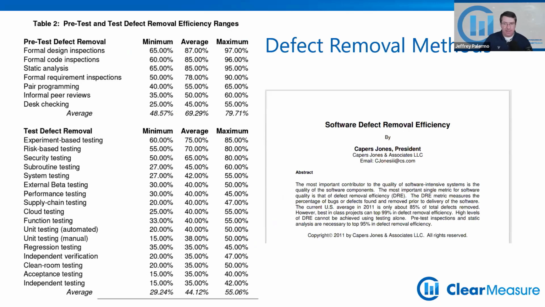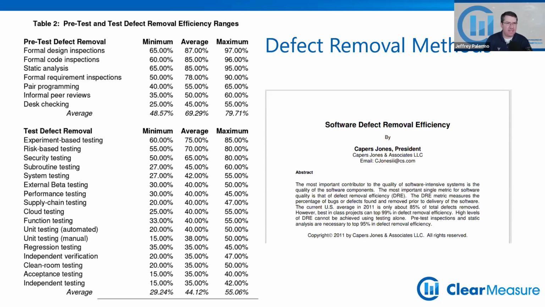Okay. This is a bit dense, but Capers Jones has an immense amount of research on defect removal, causes of defects, and techniques to find them and fix them. So this particular table number 2 happens to be from an article called Software Defect Removal Efficiency, and you can find that very easily online.